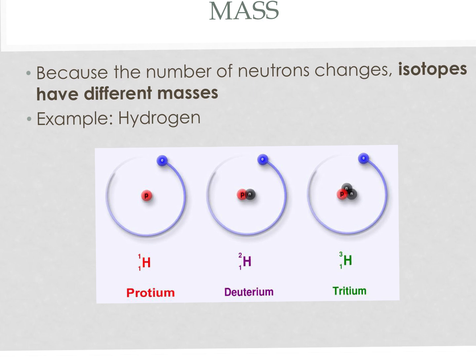We can't see inside the nucleus, right? We can't see inside and see how many protons and how many neutrons there are. So the way we're able to distinguish different isotopes for an element is we're able to measure the mass of those different isotopes.